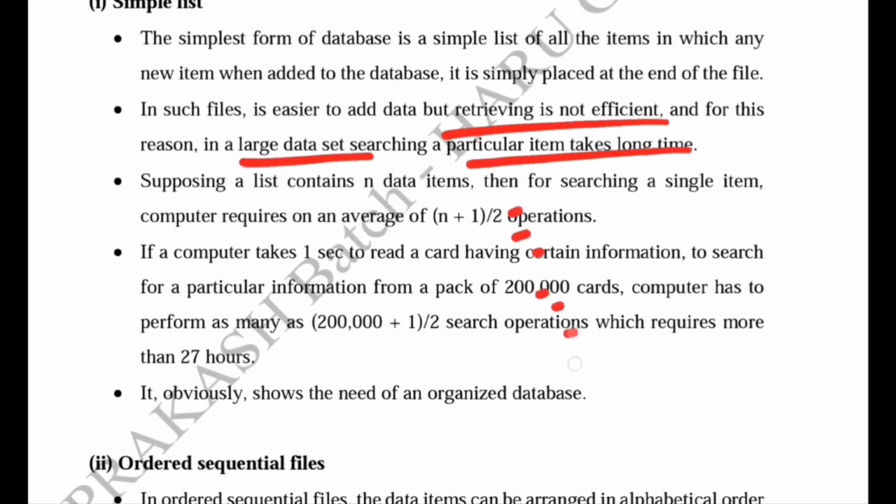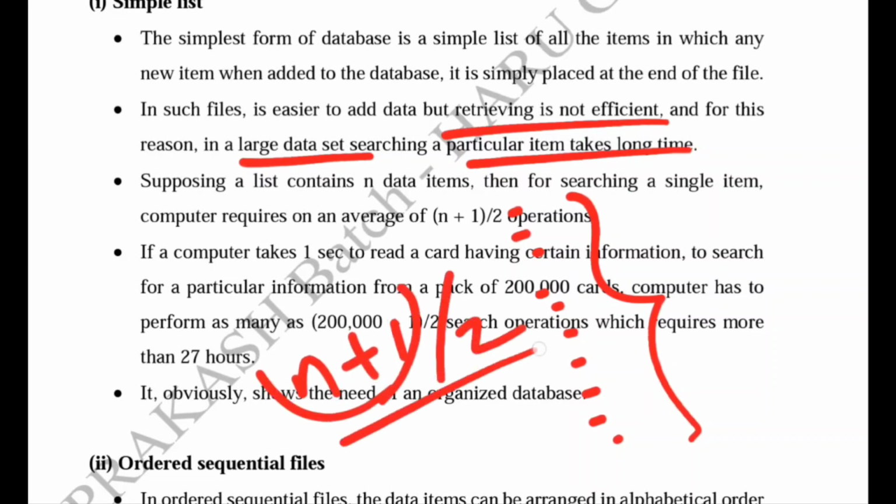If we store a lot of data in simple list form and we search for any data, it requires searching every single item for the particular search item. For searching that item, the computer requires an average of (n+1)/2 operations, where n is the number of data items stored in the database. So on average, the computer requires (n+1)/2 operations to search a single item.